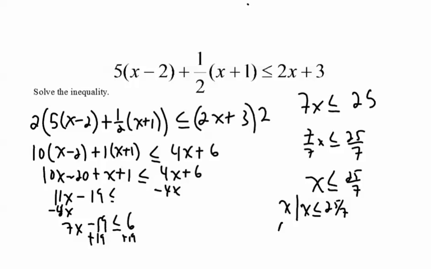In interval notation it's going to be negative infinity to 25 sevenths with a solid bracket like that. And your number line is going to be 25 sevenths like that and going that way. Okay? Sorry about that mistake.